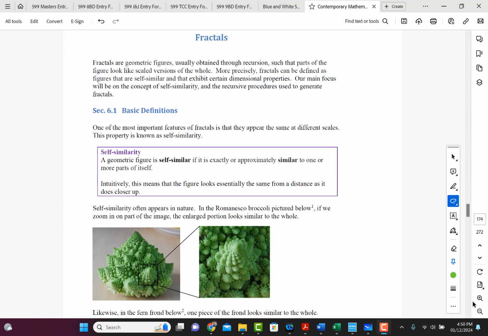So self-similarity often appears in nature. In the Romanesco broccoli that's pictured below, if we zoom in on part of the image, the enlarged portion looks similar to the whole. So for example, if we look at the whole thing, it has this general shape, but if we look at this part here and blow it up, it looks pretty much like the whole that is circled here. Okay.